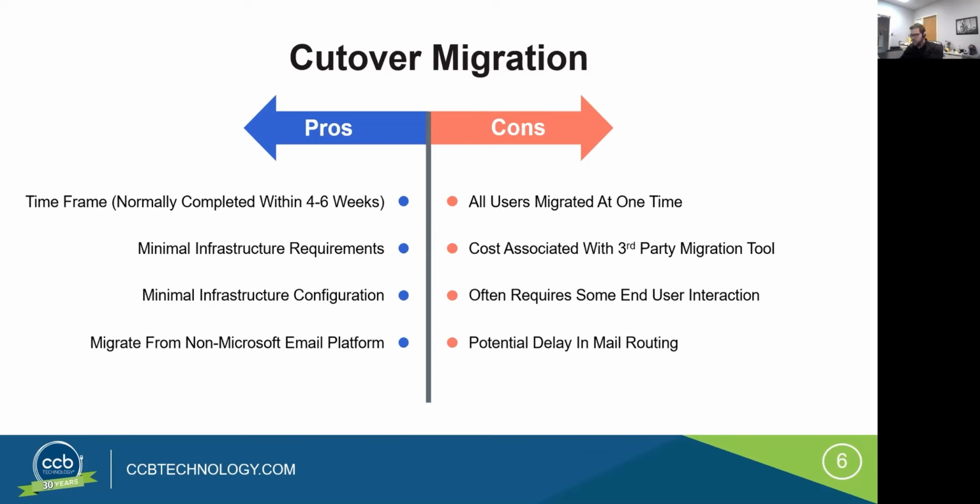You're literally moving it from pointing to your current email to then 365. And that happens at a point in time. Because of that, there could be a delay in that mail routing because of what you have your TTL, or time to live, set for your DNS and then MX records. If, let's say, it's set for an hour, that does mean there could be a delay in that mail flowing.